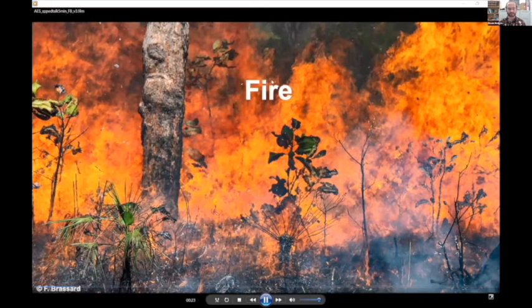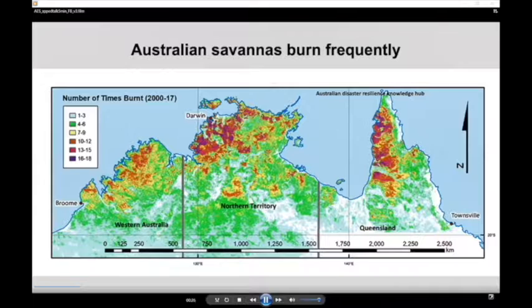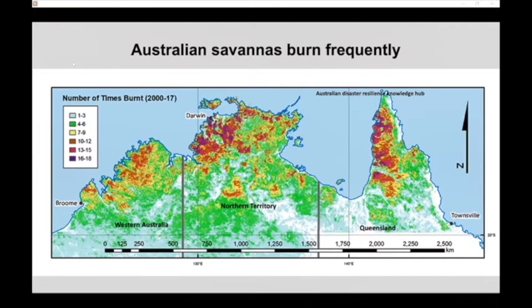Indeed, as you can see on this map, where colors indicate locations that burned between 2000 and 2017, a large part of Australian savannas burn frequently. And these frequent fires make it important to better understand the effects of these disturbances on biodiversity.